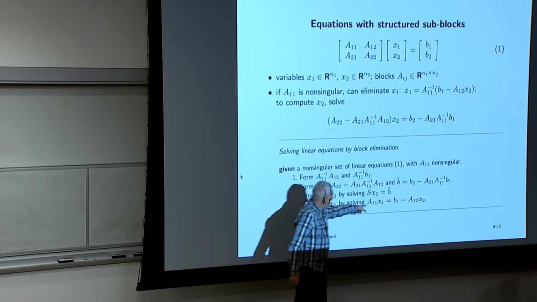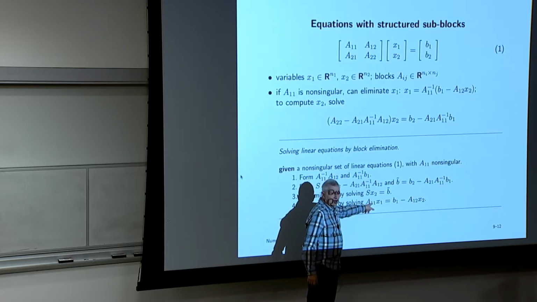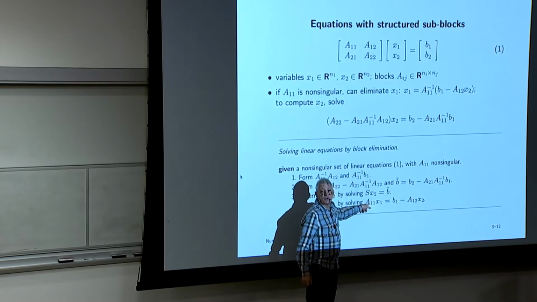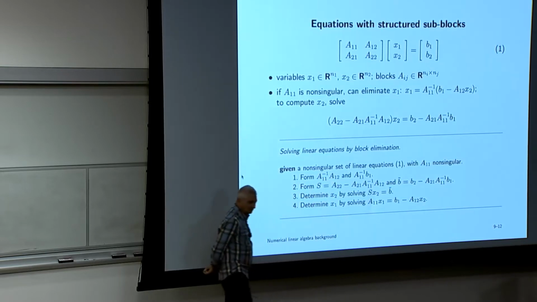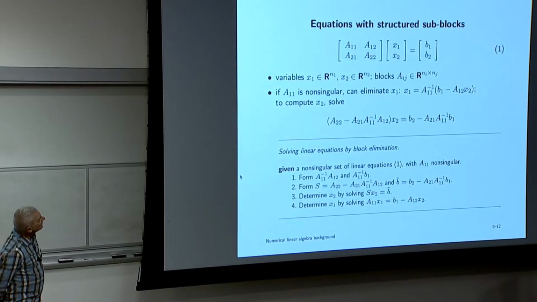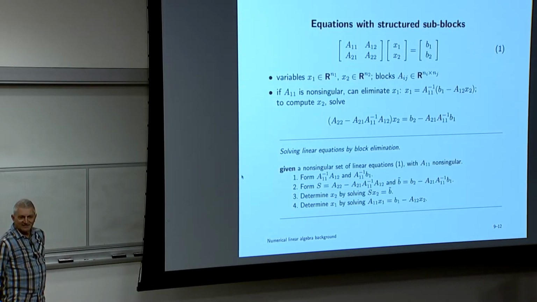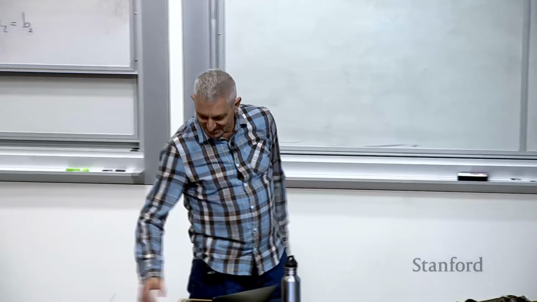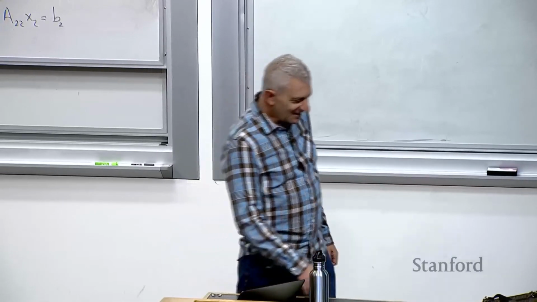And by the way, when I solve this equation, I already factored A11. So this is a solve, okay? Right? So that's the idea. Now, drum roll to find out, is this faster? Is it better? And it's actually kind of interesting.